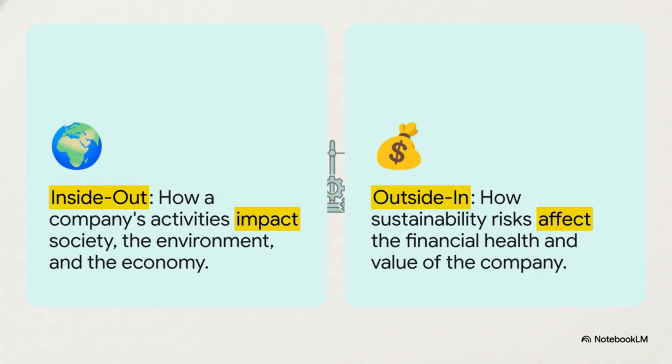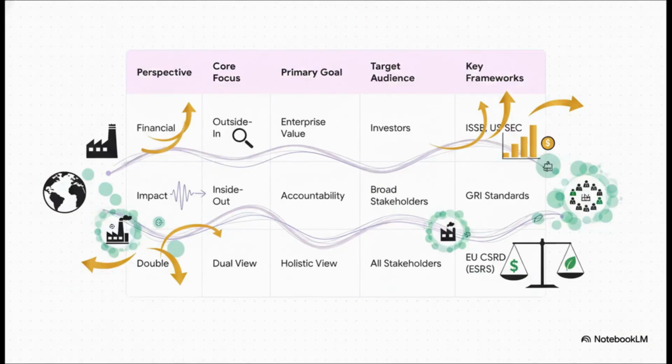Then, on the other side, you have financial materiality. This is the outside-in view. It focuses on how all those external sustainability issues might impact the company's bottom line and its overall value. And this chart lays out the differences brilliantly. You can see single, or financial materiality. Its main audience is investors, right? It's all about enterprise value, using frameworks like the IFRS. Then you have impact materiality, which is championed by the GRI. That's focused on public accountability to a whole range of stakeholders. And then double materiality, which we're about to get to, aims to create that complete, holistic view for everybody.